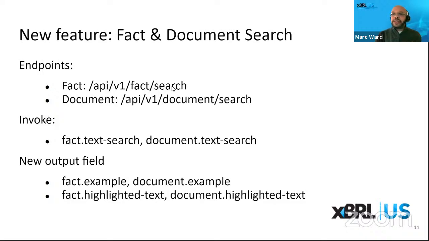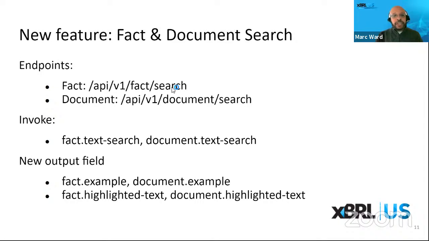So what this allows you to do, this we've added to our fact and document endpoints, and it allows you to search for any terms that you wish within either the fact values or in document content. In order to do that, you would go to the different endpoints, and you would use a field called text search, and you would add your values to that text search.